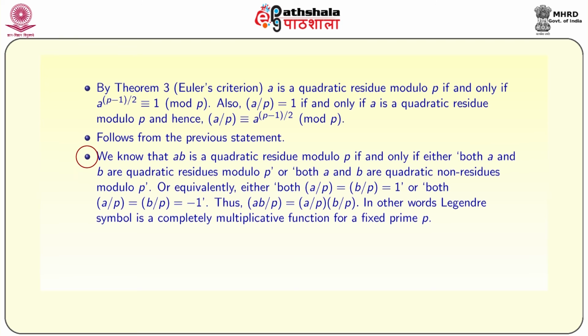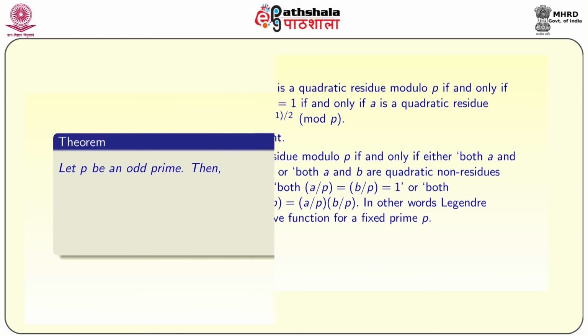Now, we are going to prove the last property. We know that ab is a quadratic residue modulo p if and only if either both a and b are quadratic residues modulo p, or both a and b are quadratic non-residues modulo p, or equivalently both (a/p) and (b/p) are 1, or both are -1. That is why we get (ab/p) is equal to (a/p) times (b/p). In other words, the Legendre symbol is completely multiplicative once p is fixed.